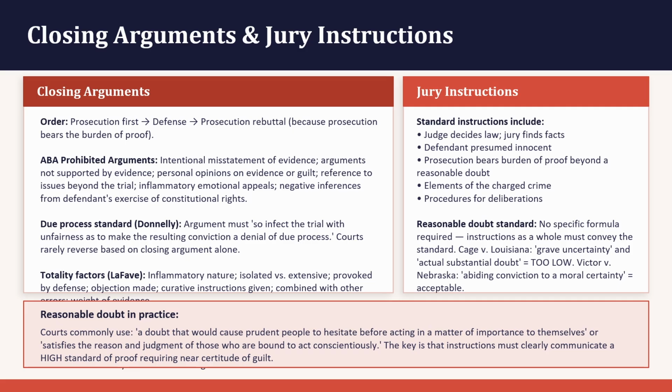The reasonable doubt standard itself must be communicated clearly. The Constitution doesn't require any particular formula, but the instructions as a whole must convey the requirement of near certitude of guilt. Cage v. Louisiana shows the failure mode, equating reasonable doubt with a grave uncertainty or actual substantial doubt sets too low a bar and violates due process. Victor v. Nebraska shows an acceptable formulation, abiding conviction to a moral certainty, because that phrase, read in context, adequately communicates the high standard required.